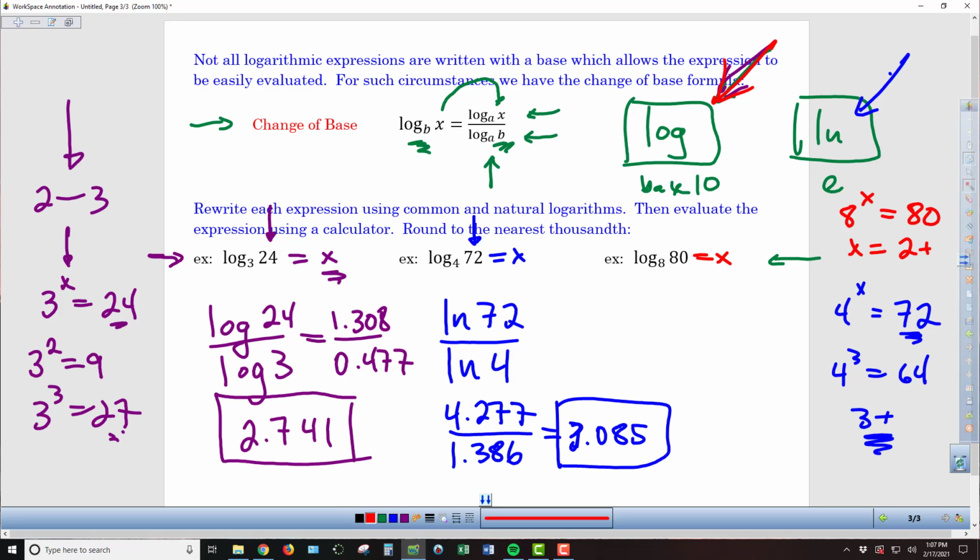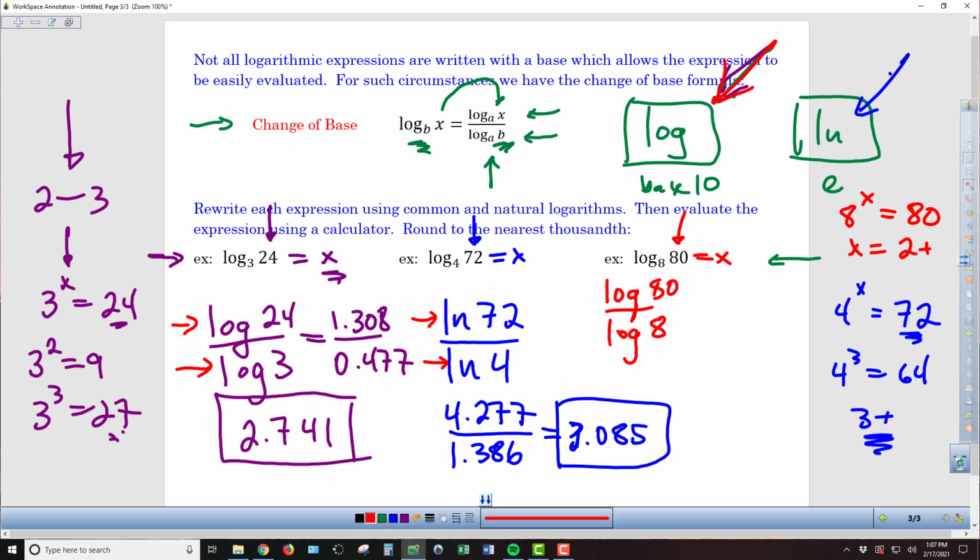Again, as long as we use the same log for the top and the bottom, it doesn't matter if we use the natural logs or the base 10 logs as we did on the previous two examples. So this time we'll just go back to the base 10. So just the regular log button. So log of the numerator, 80, is the input. Log of the base 8 in the denominator.